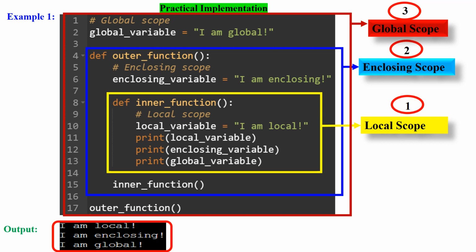In this example, the LEGB rule determines the scope of each variable. local_variable is in the local scope of inner_function. enclosing_variable is in the enclosing scope of inner_function, which includes the outer_function. global_variable is in the global scope, accessible from all functions and blocks. By following the LEGB rule, Python successfully finds the appropriate variable in each case and prints their respective values.